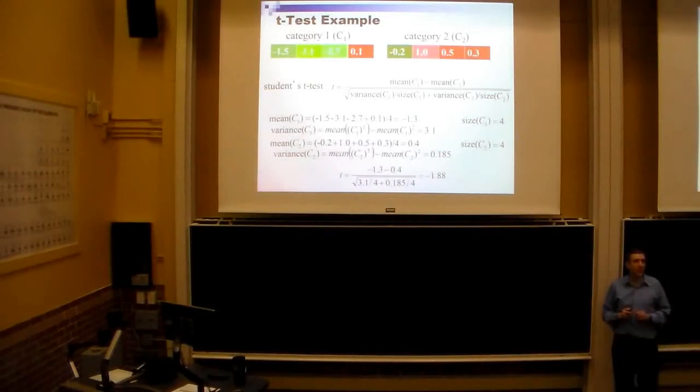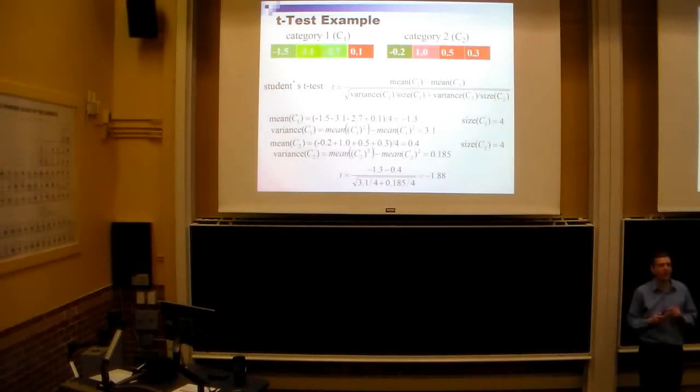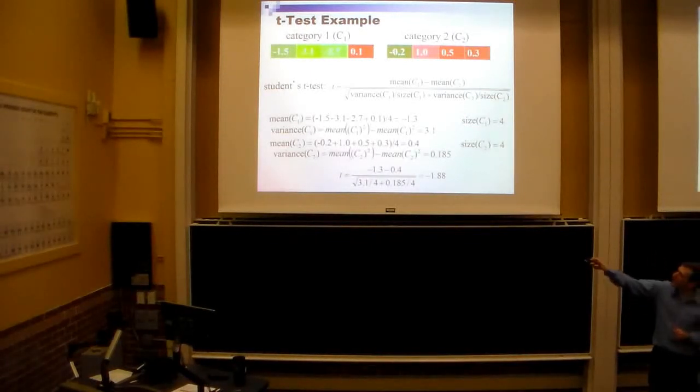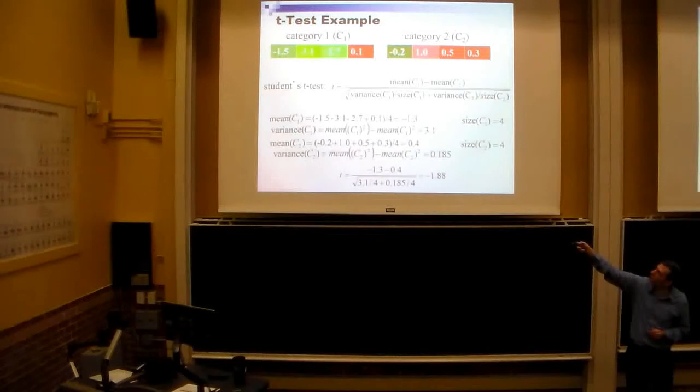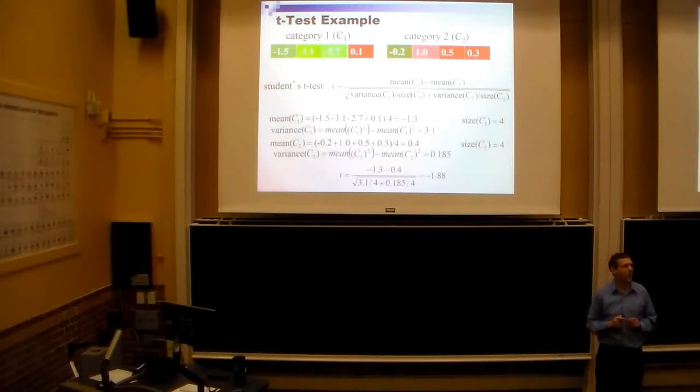We would then need the variance within these categories. And I haven't given you a formula for the variance before, but if you know how to compute a mean, so that's just an average, it's relatively easy to compute a variance. So a simple formula for the variance is that it is the mean of the values squared minus the square of the mean of the values. So in other words, you would take the average of 1.5 squared, 3.1 squared, 2.7 squared, and 0.1 squared. That's the mean of C1 squared. And then we would subtract the mean of C1, that's minus 1.3 squared, and what we end up with is 3.1. So 3.1 is the variance of category 1.